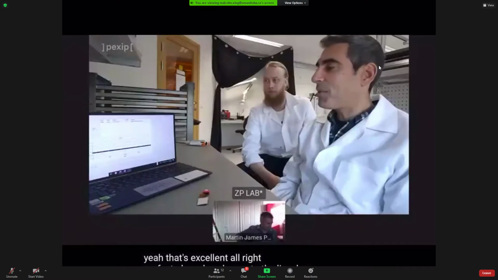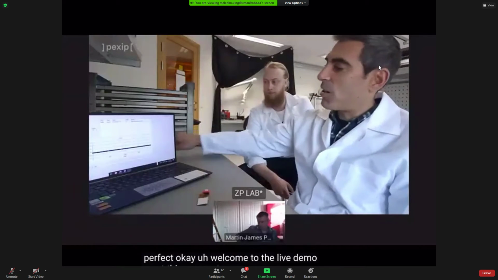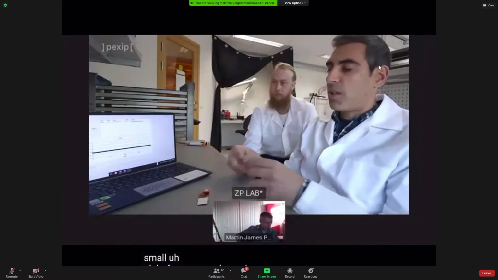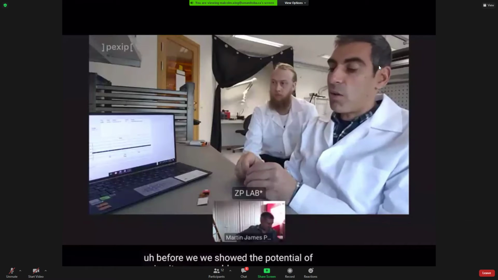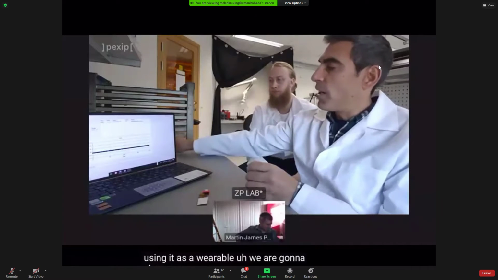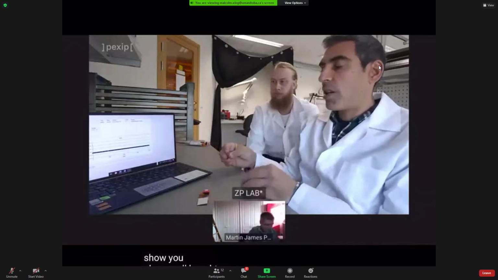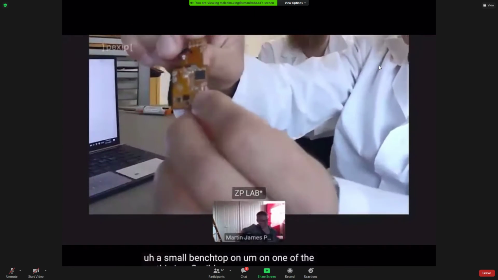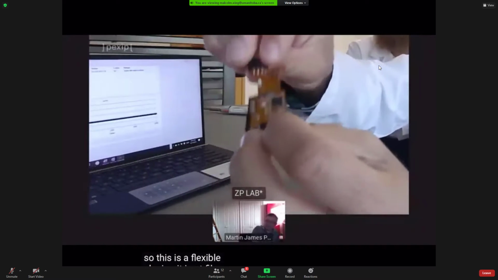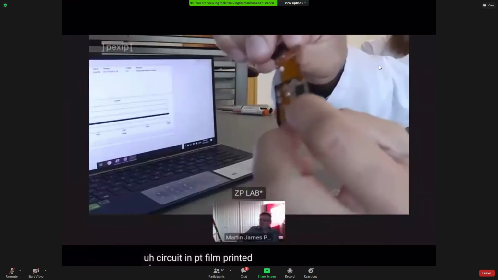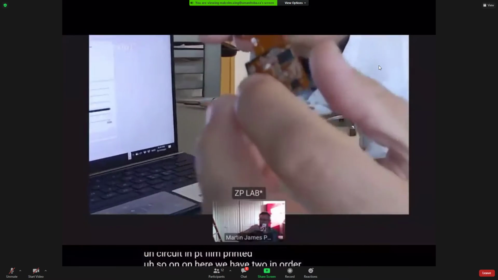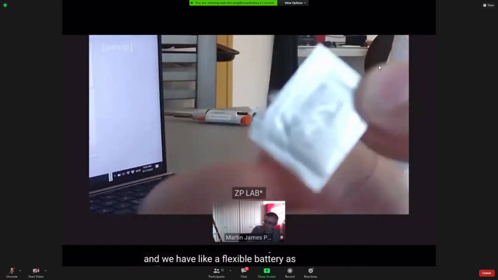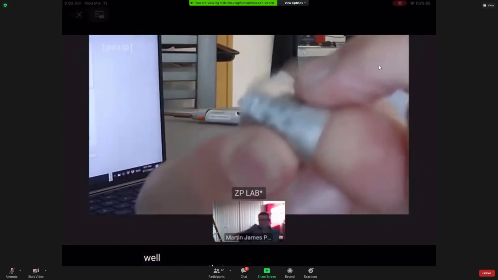Okay. Welcome to the live demo. At this moment, before we show the potential of using it as a wearable, we are going to show you a small benchtop demo. This is a flexible circuit printed on PET film. In order for it to work, we need a battery, and we have a flexible battery as well. This one, you can even bend the battery.